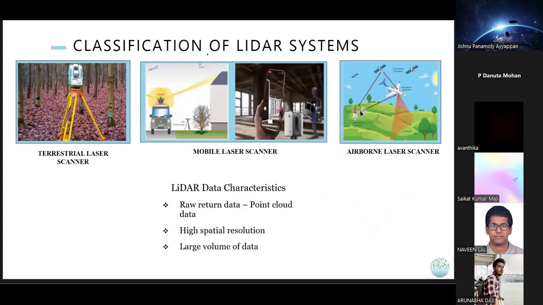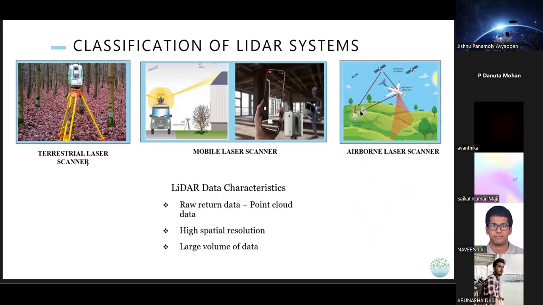Next comes classification of LiDAR systems. The classification of LiDAR systems is basically based on where the sensor is mounted and how the data has been collected. So first comes the terrestrial laser scanner. The terrestrial laser scanner is basically mounted upon a tripod or in a fixed position on the ground, and it can scan stationary objects such as buildings. It can even scan the open face of mines.